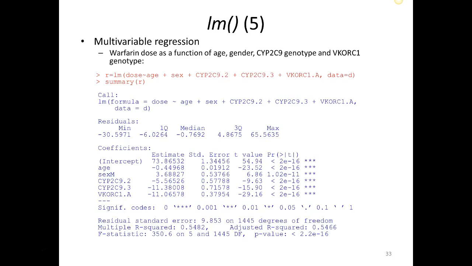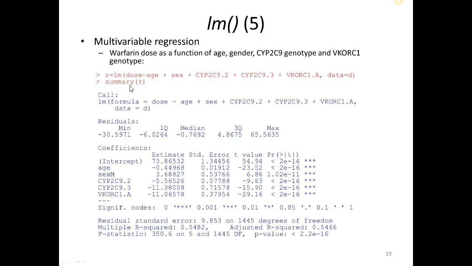Here is an example if you want to do a multivariable regression. In this case, we look at warfarin dose as a function of age, gender, CYP2C9 genotype, and VKORC1 genotype. So we put this in the object R, where we put this linear model, and here we have dose, which is the column with the continuous variable we want to study. And then we write over the tilde sign, age plus sex plus CYP2C9.2 plus CYP2C9.3 plus VKORC1, and here we write data equals D.